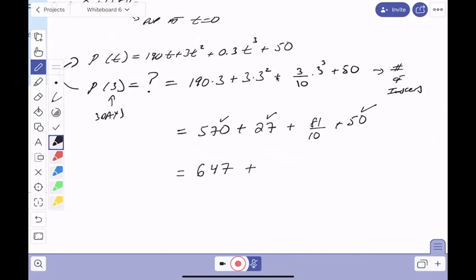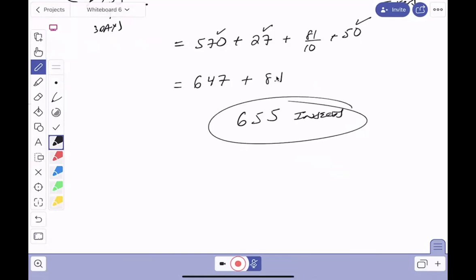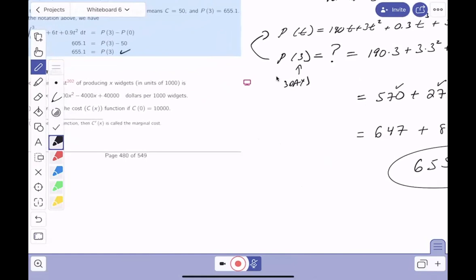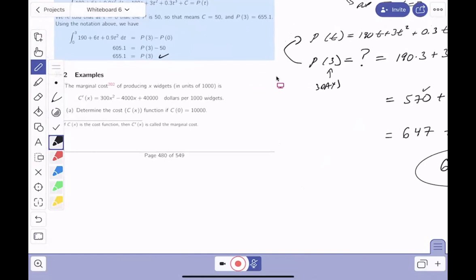81/10. I'm going to get a decimal now, 8.1. But there can't be 0.1 insects. So I have to round this off. I'm going to round it off: 647 plus 8, which is 655 insects. All right, let's go back over here. Let's see if we got the answer. Well, they put down 655.1. That's true, but I don't think we should write down 655.1.